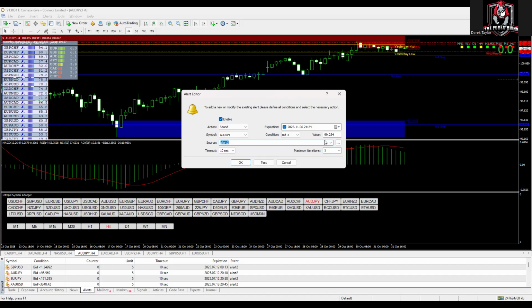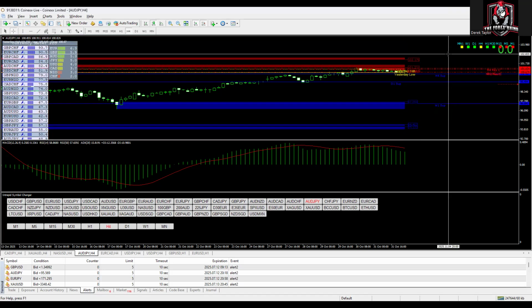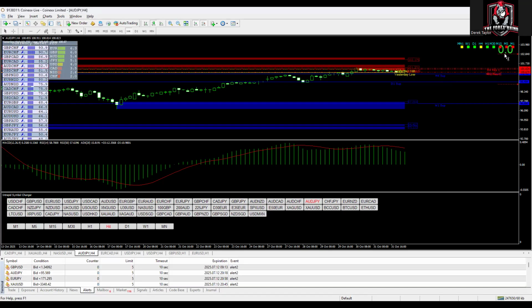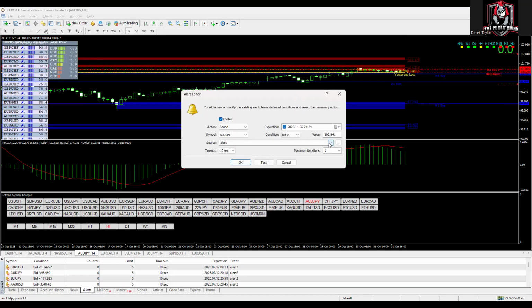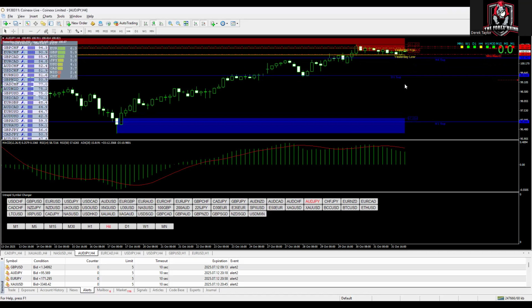AUD JPY EP for a sell peak is 99.234. Let me look at the upward movement here. Yeah, we're going to do a buy peak up here too. AUD JPY EP for a buy peak is 102.841. And might as well look at AUD USD if I'm looking at AJ.